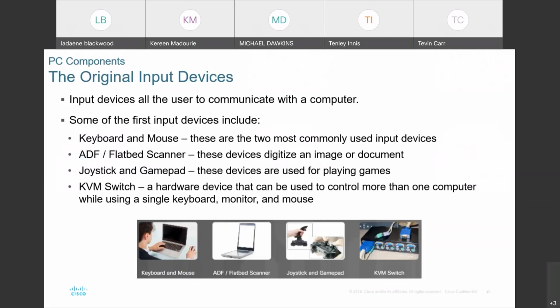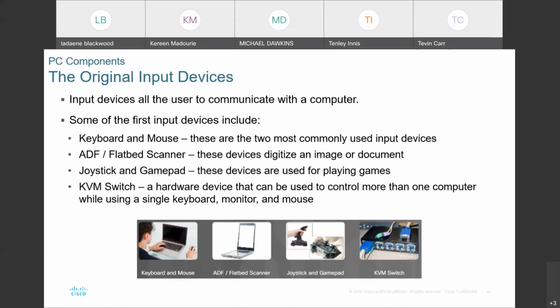Then you talk about the scanner, and that's what they put the paper on to see if they can digitize that image. And you have also the ADF. It's still also a scanner, but the difference with the ADF is that it automatically feeds documents. So it is the automatic document feeder.